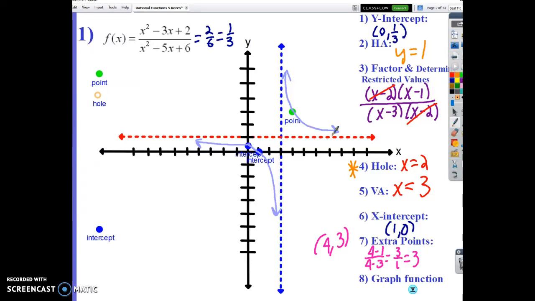But you need to remember that we've got that hole. So I've got to come back and we're going to erase that at x equals 2. And we need to remember that we've got a hole right there. So what I'm going to actually do is just drag that hole over. I'll put it right there where I marked it, and we've got a hole right there. So that will give us the first graph.